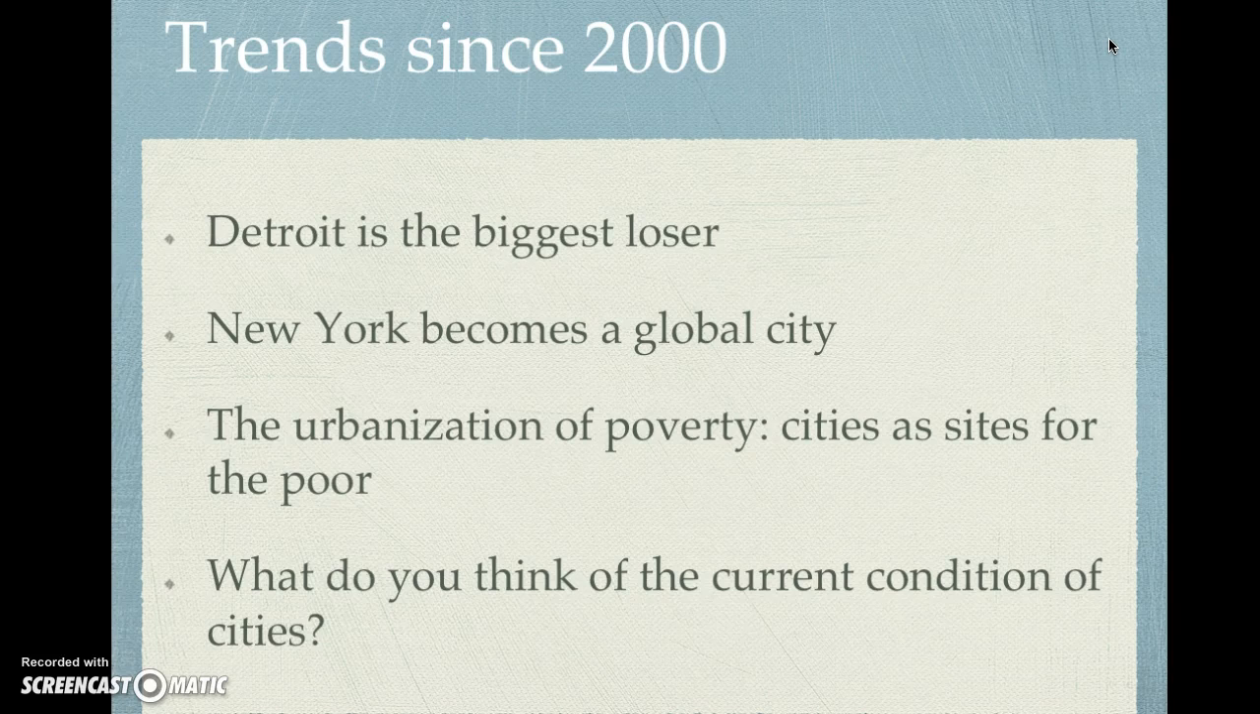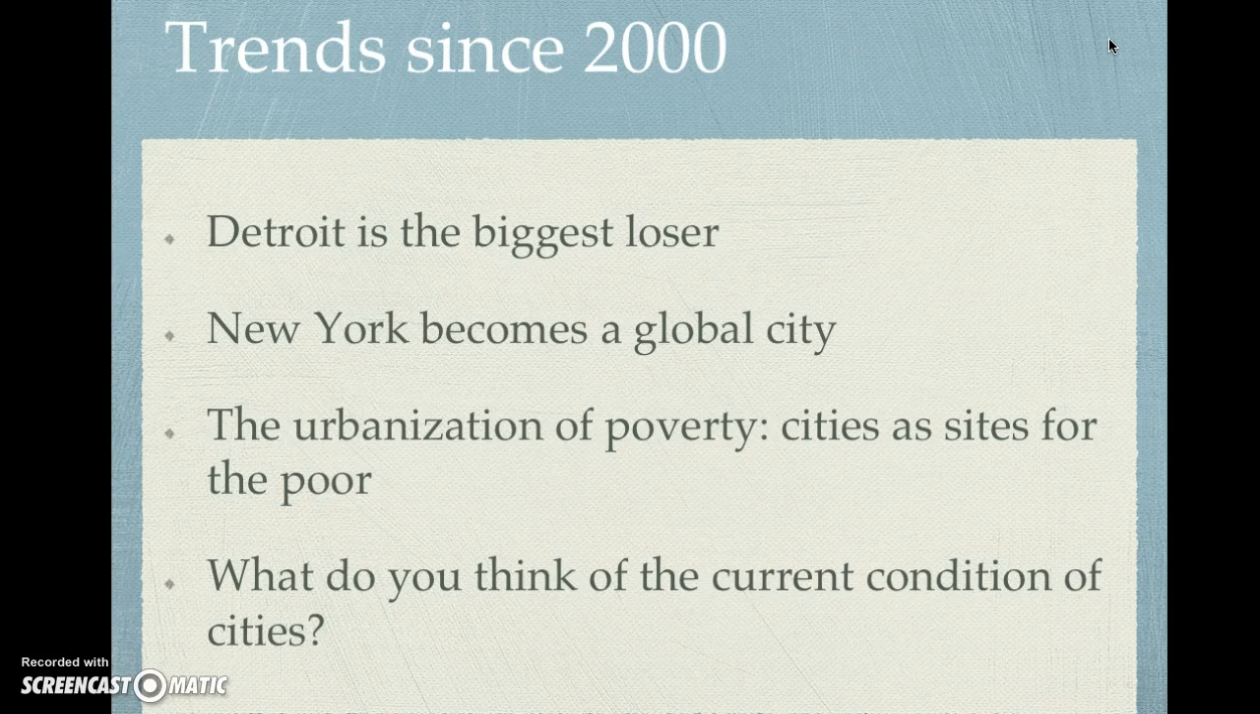And just a couple other trends. I mean, since 2000, poor Detroit is like the biggest loser. And I mean that jokingly. In terms of population, Detroit, massive population loss with the closing of the automobile plants. And then in contrast, you've got something like New York, where New York has emerged as this global city. Population increase. It's a player in the global economy.